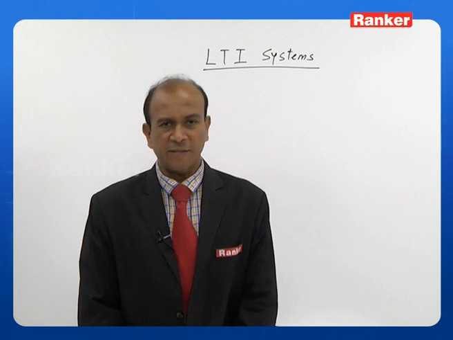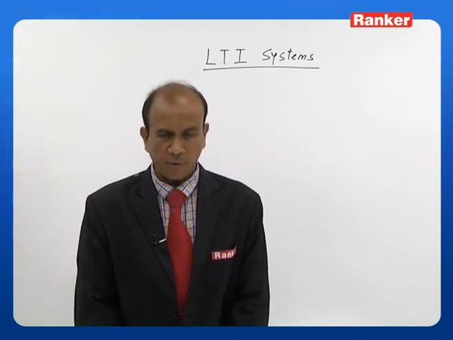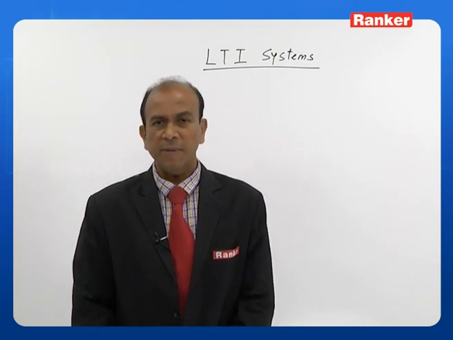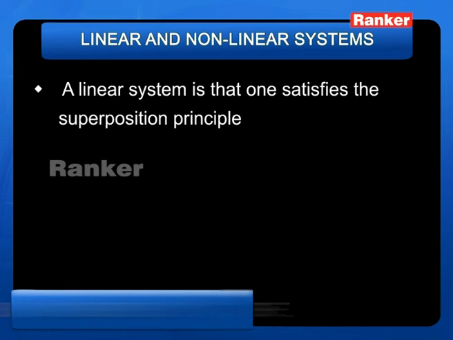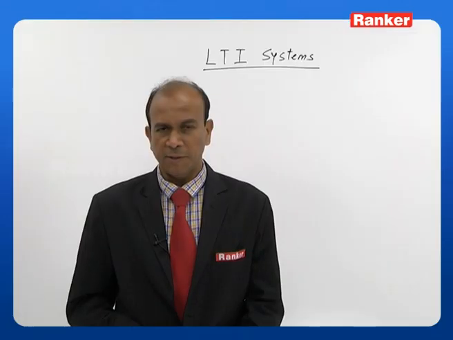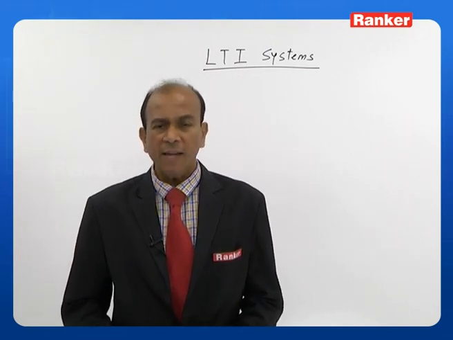Let us see another system. It is called a linear and a non-linear system. So we have to determine whether a system is linear or non-linear. Let us first look at a linear system. As we all know, what is a linear system? A linear system is a system that satisfies the superposition principle. Simple. So if a system satisfies the superposition principle, then it is a linear system.